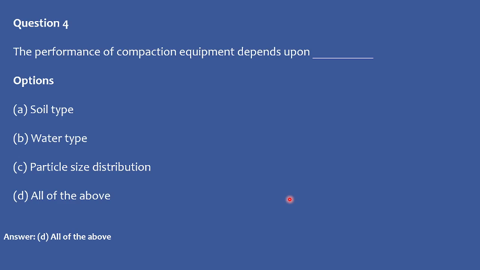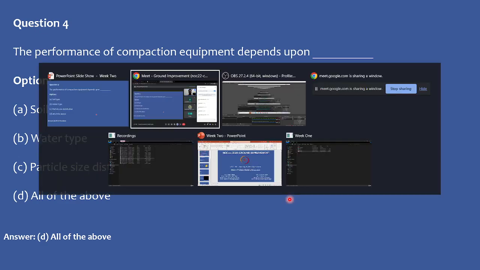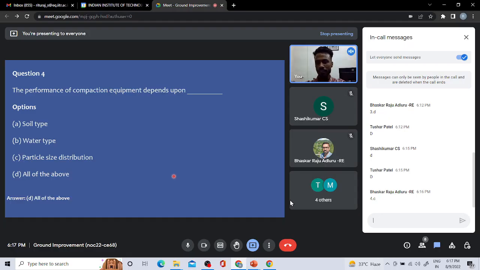us determine how much compaction effort we want to apply on the soil to get the required relative density. And the particle size distribution means how the different soil particles are distributed within the soil matrix if we consider any block of the soil. So it will depend upon that also. So we have all these three factors contributing in determining the performance of the compaction equipment. Any query regarding it, like why it should depend on this or why it shouldn't depend on this, you can ask.